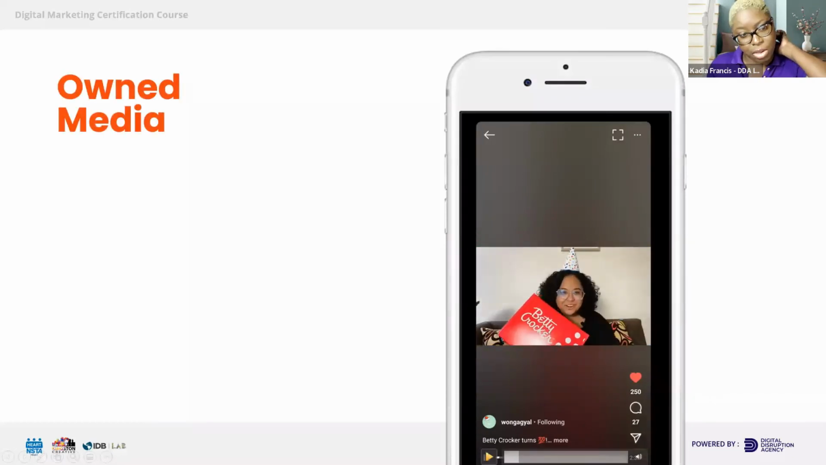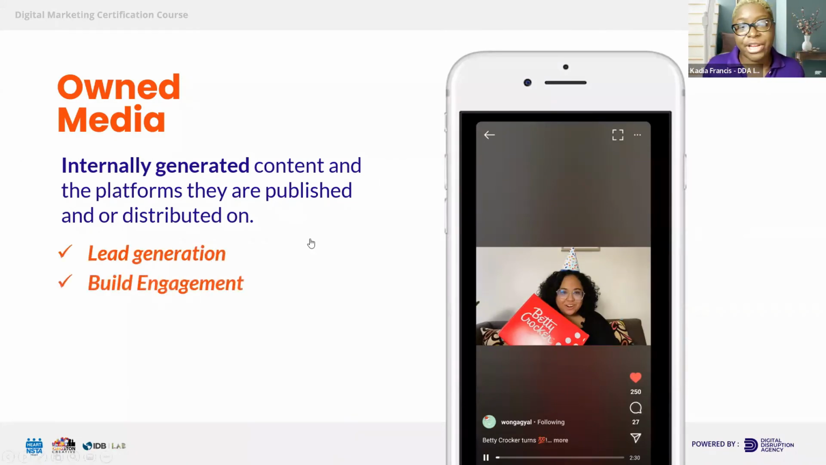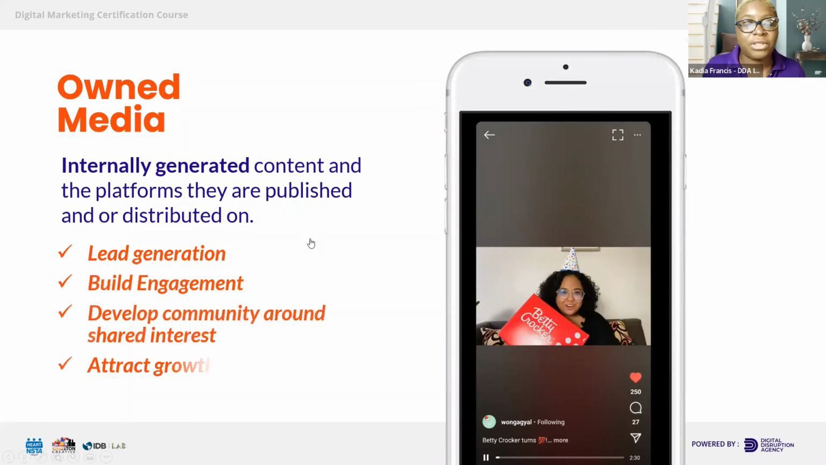So let's talk about owned media. Owned media is media that you create. It comes from you, it comes from your company. Your company created it, right? It's internally generated content, and it also has to do with the platforms that you own, the platforms that the content is going to be published or distributed on, right? So it's helpful for lead generation, to build engagement, develop community around shared interests, and attract growth opportunities.